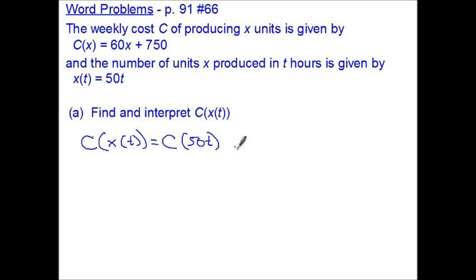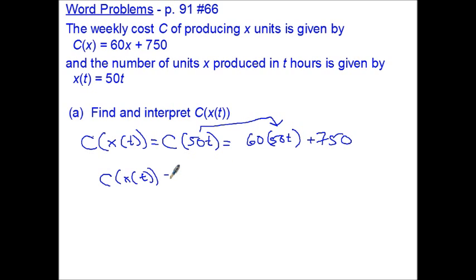And again, c wants me to take 60 times something and add 750 onto it. And so again, that something in this case is that 50t, so basically that just slides over here, 50t. So my c of x of t is, well, 60 times 50, that's 30 with a couple extra zeros on it, so that's 3,000t plus 750. Alright, so there's finding.